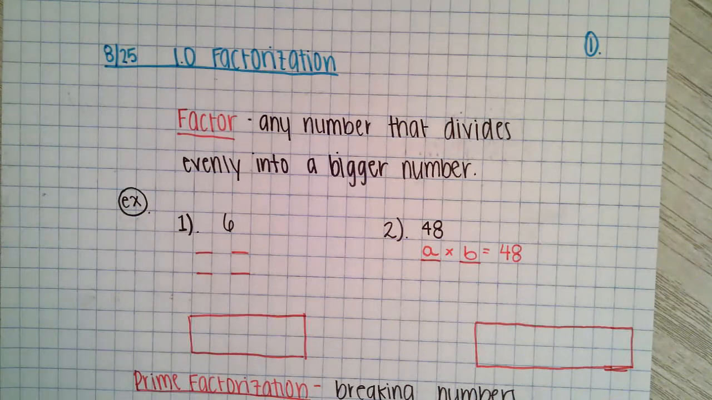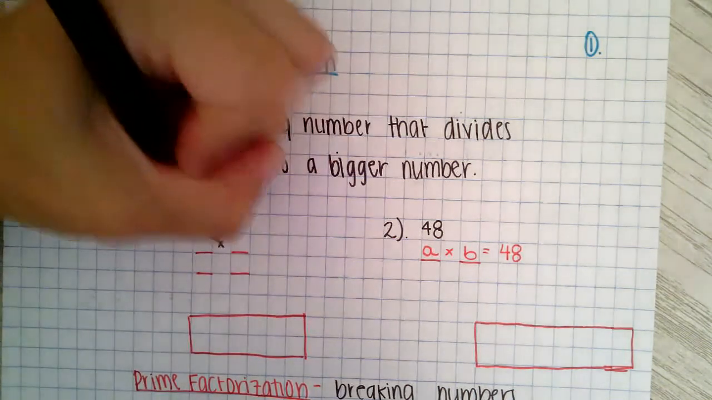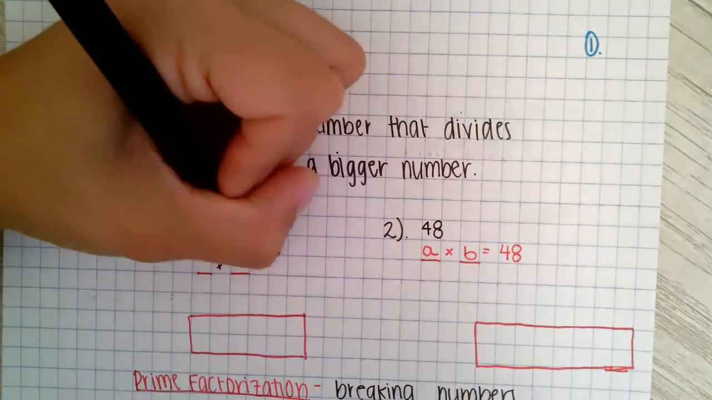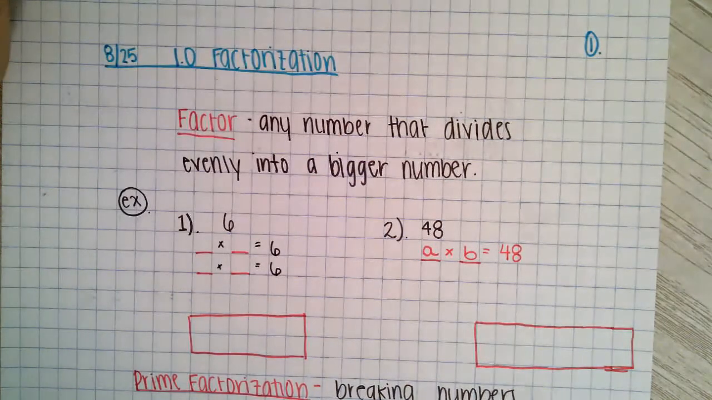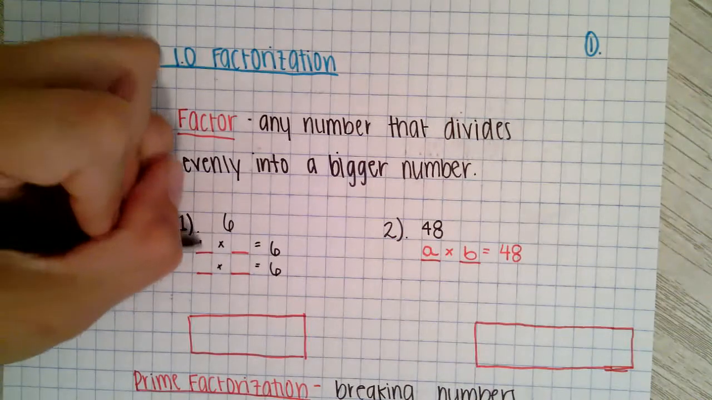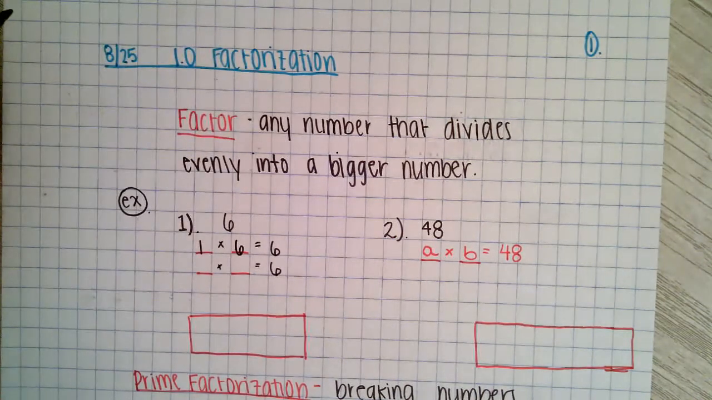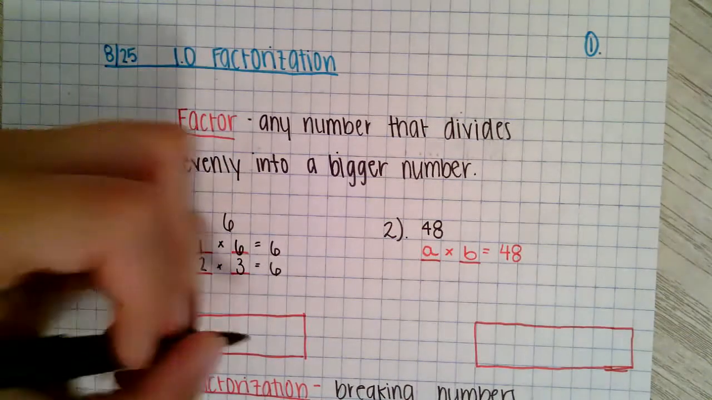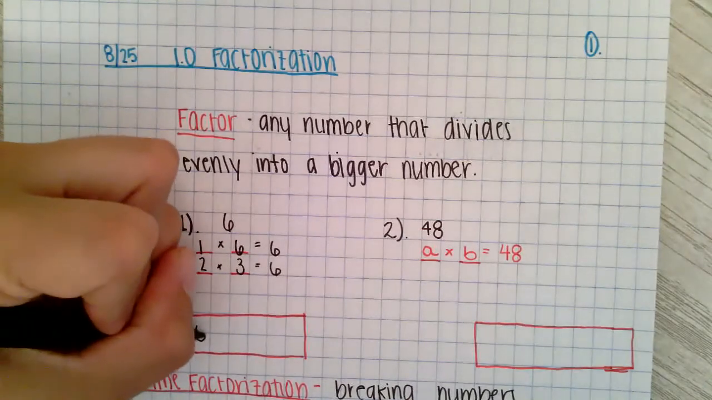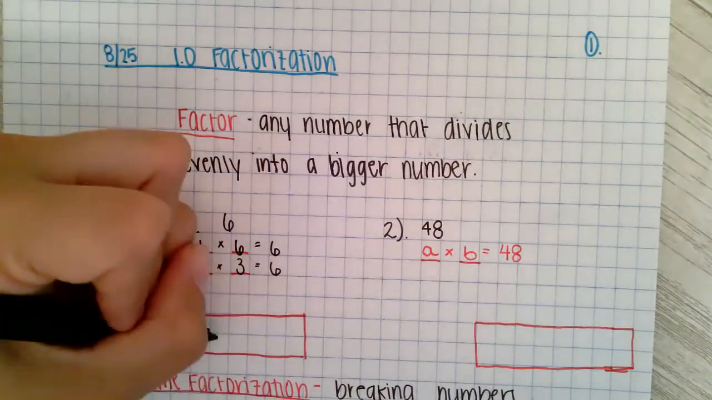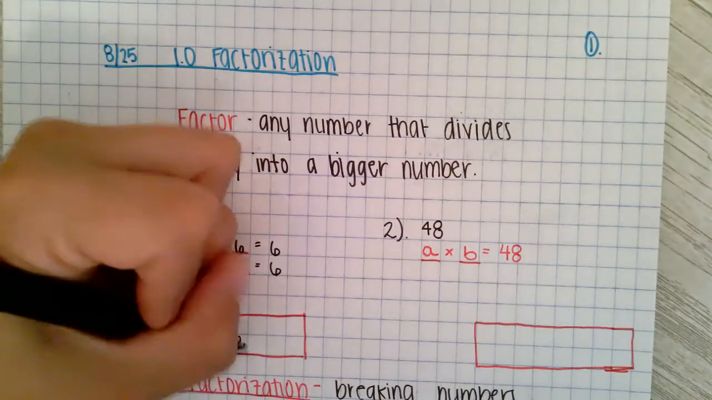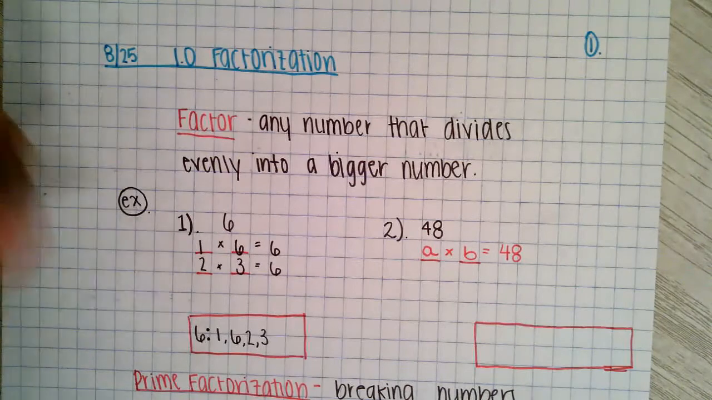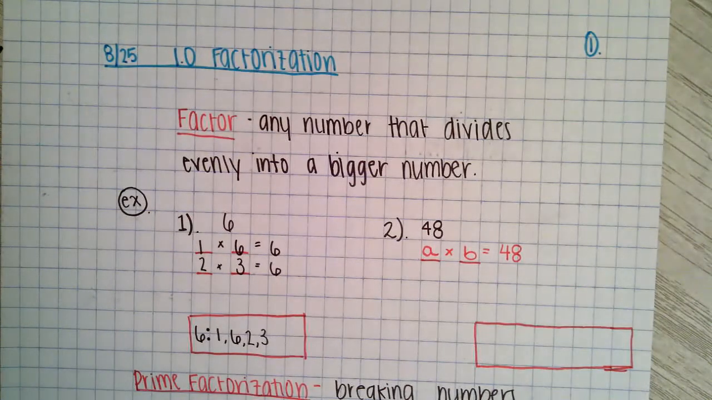So really all it's asking is what times what is going to equal 6. This is a pretty easy one. 1 times 6 equals 6, and 2 times 3 equals 6. So that's all we've got to do. Our factors of 6 are 1, 6, 2, and 3. I don't care what order you write them in, as long as you write them all down.